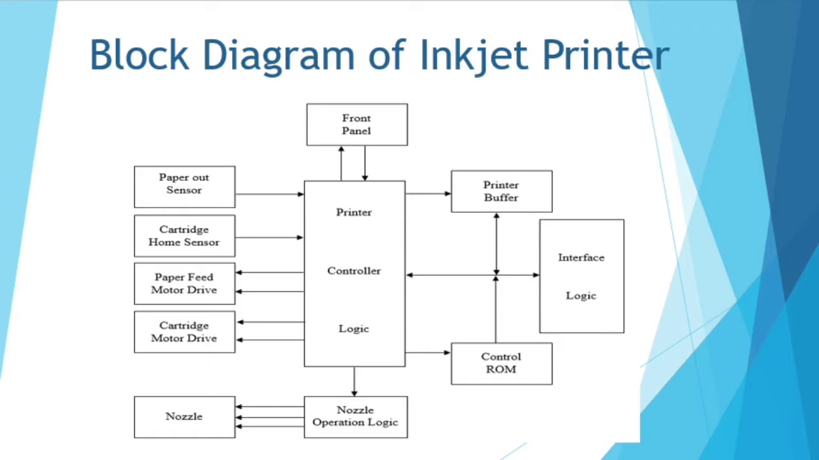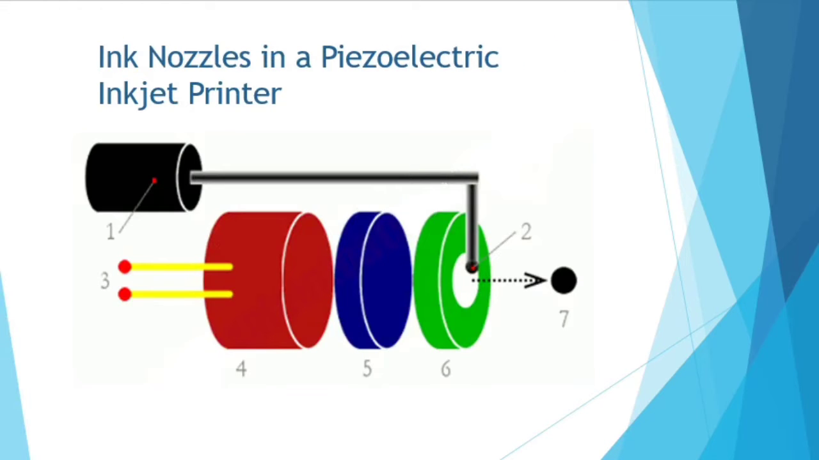The next slide shows the inkjet nozzles in a piezoelectric inkjet printer. So how does it work? First, the ink tank, the black one, supplies the ink dispenser, the green one, through a narrow tube by capillary action.